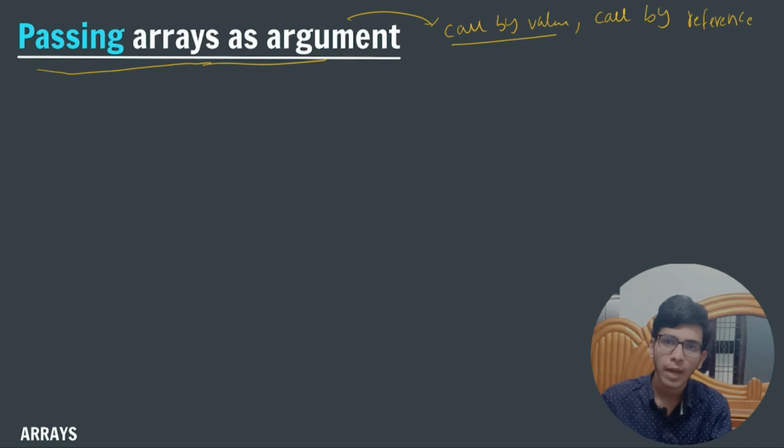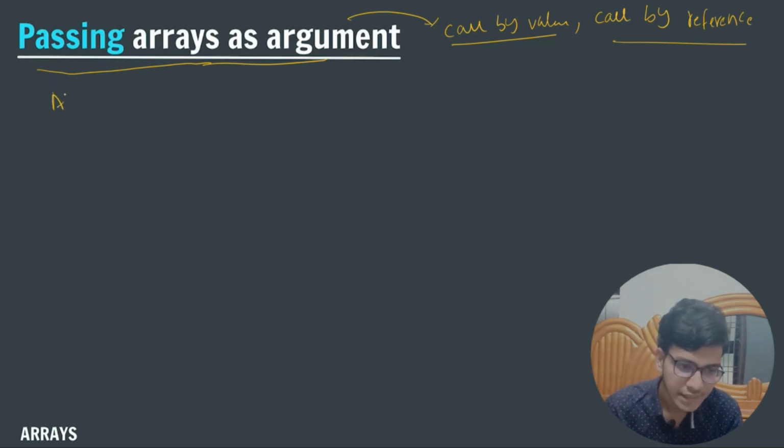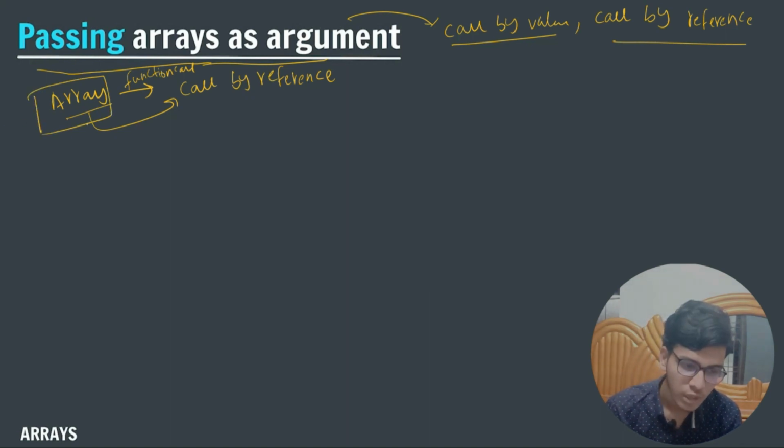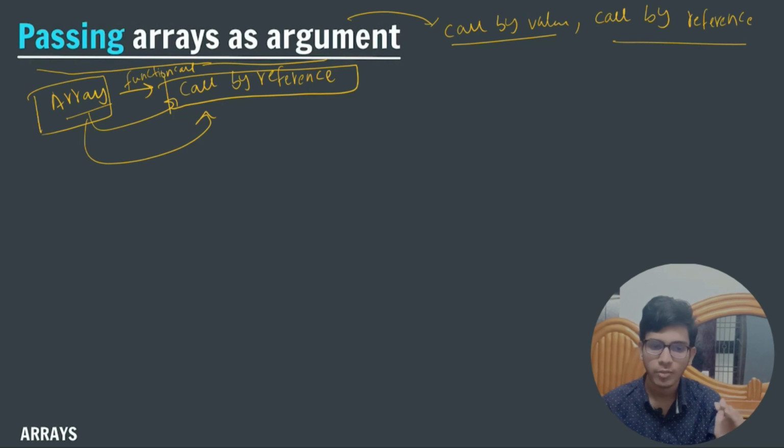So whatever changes happen in the function don't reflect in my main function. Whereas the meaning of call by reference is that whatever changes occur in my function will reflect in my actual variable in the main function. So remember guys, when it comes to arrays in function calling, arrays are passed by call by reference. If I change any index of a particular array in the function, then the actual array will get changed. So remember guys, arrays will all get passed by call by reference.